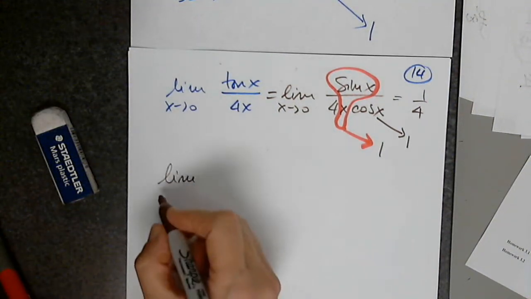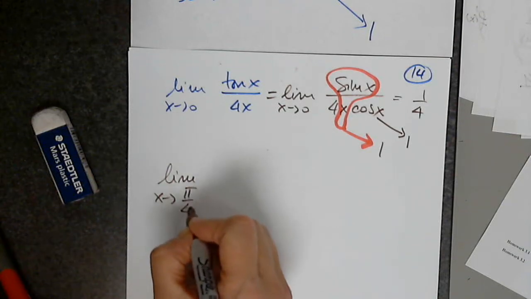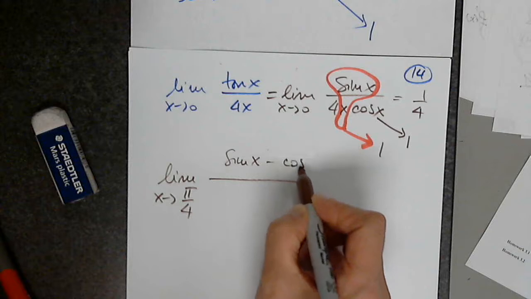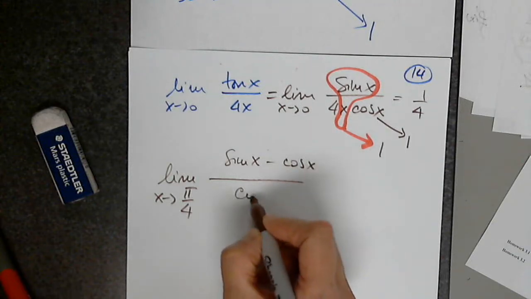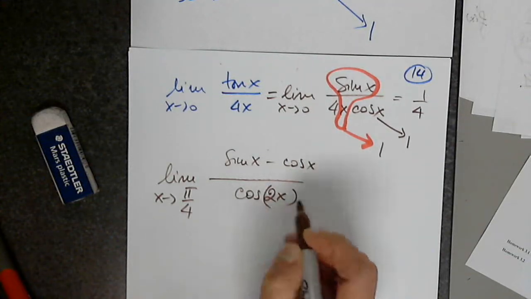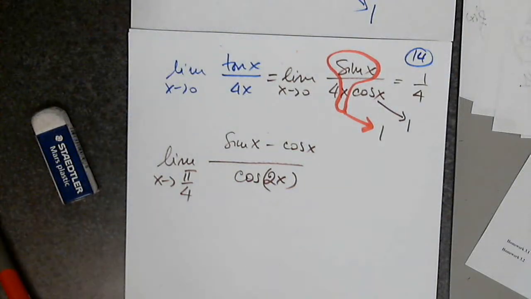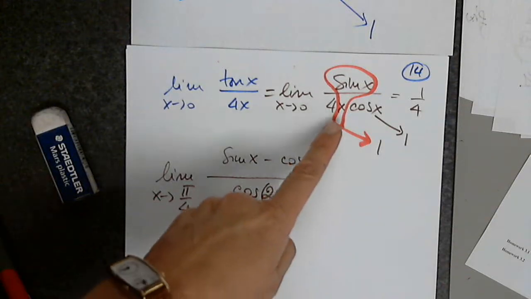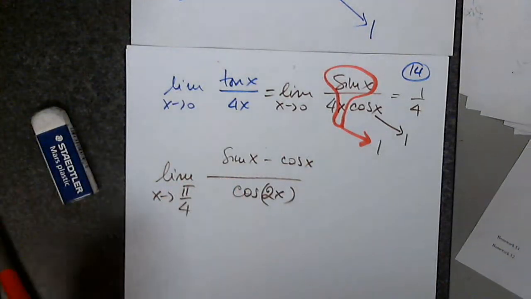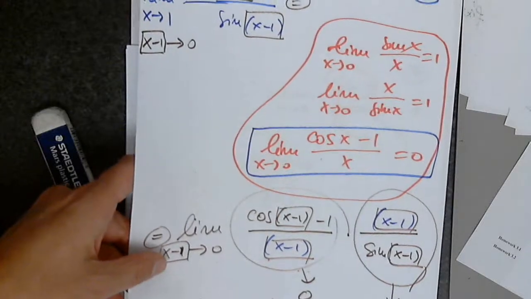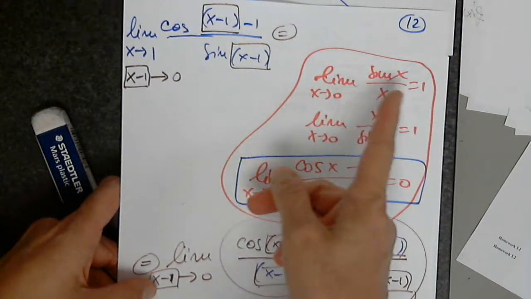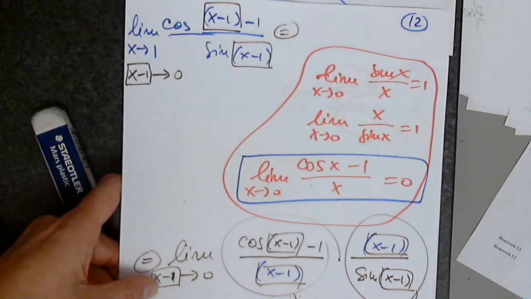Limit as x approaches pi over 4 of sine x minus cosine x over cosine twice x. Yes, Tony? Why aren't you going to just break up that fraction how we did? You mean this one? Yeah. Because that's all I know, and I have to use what I know. I know that the limit of sine x over x when x approaches 0 is 1. That's all I have.